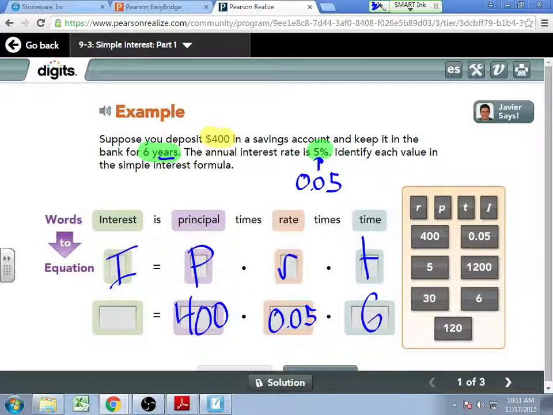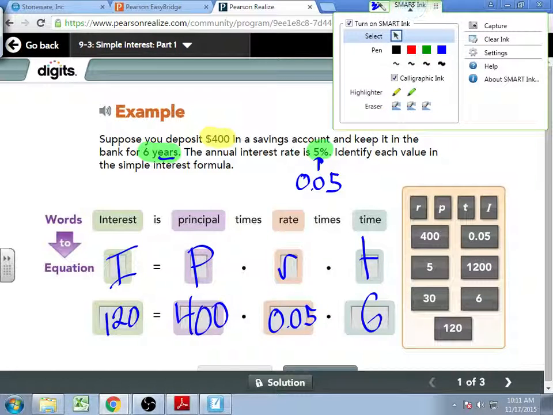So, when we compute this, I see your calculator out, Miss Bowers. Do you know what our interest amount is? Baylor? Is it 20? No. What is it, Peyton? 120. Good job. It's $120.